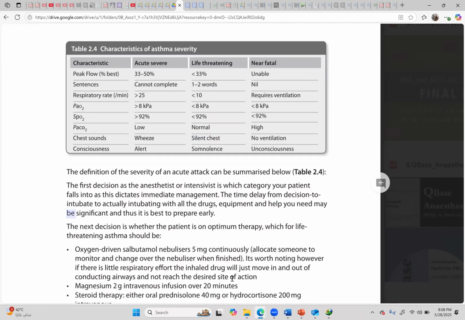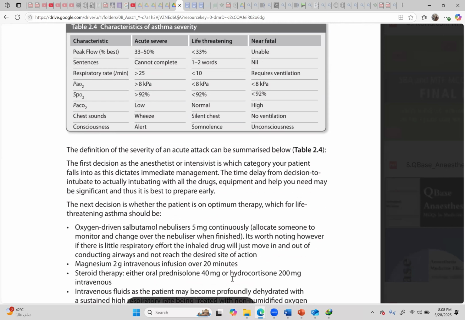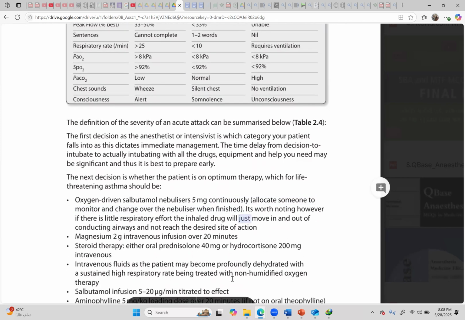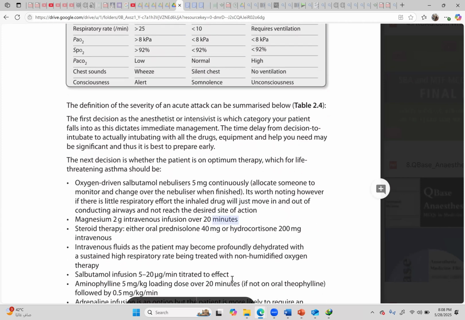SpO2. So this is the definition of severity of an acute attack. The first decision, as an anesthetist, is in which category your patient falls. The time delay from decision to intubate to actually intubating, with all the drugs, equipment and help you need, may be significant, and thus it is best to prepare early. The next decision is whether the patient is on optimum therapy, which for life-threatening asthma should be oxygen-driven salbutamol nebulizer, 5 milligrams continuously. Allocate someone to monitor and change over the nebulizer when finished.